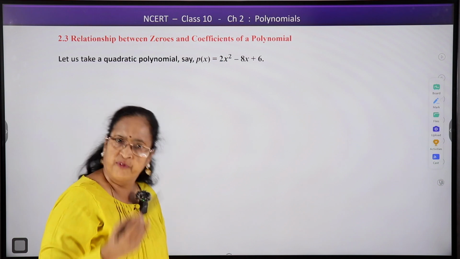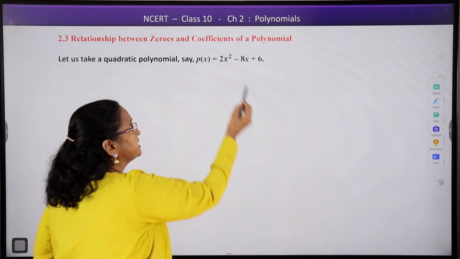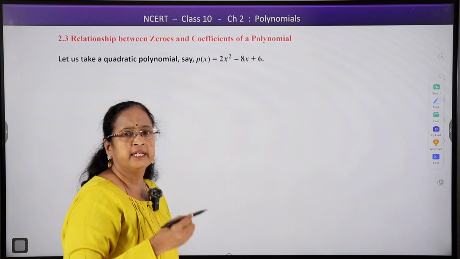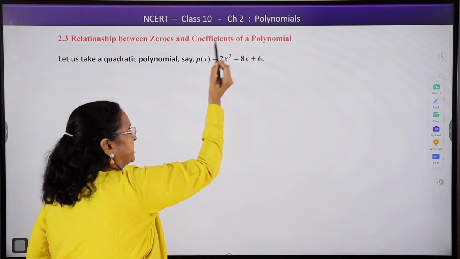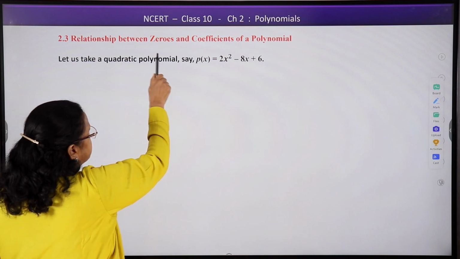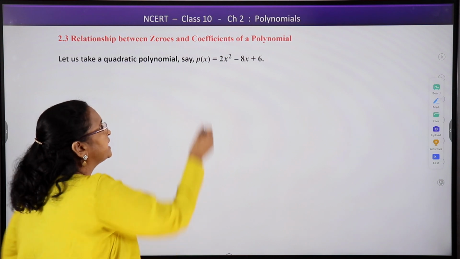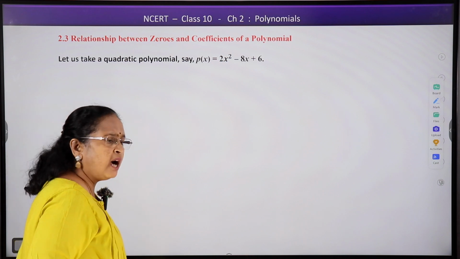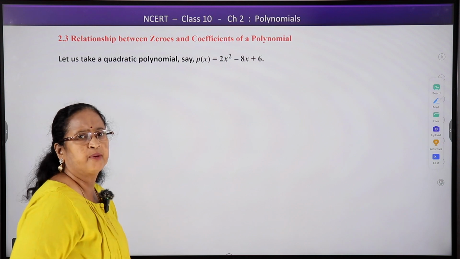Now plus sign, of course, we don't write, so we write only the number. Now when it is negative, you need to write the negative sign and it is compulsory. So coefficient of x is minus 8. So the topic says relationship between zeros and coefficients. Now with this example, first of all, let us take out the zeros. How do we take out the zeros of the polynomial? It is a quadratic equation.